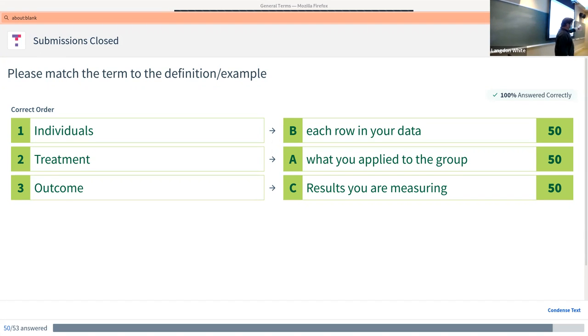Individuals, it's like each row in your data. So if you think about each row, that's an individual. Individual has a lot of synonymous terms, but the real one is individual, though you can use the synonyms most of the time and that'll be fine. The treatment is what you apply to the group. So this might be giving them more chocolate. It might be giving them a placebo drug. It might be looking at whether they take the green line, and the horrifying thing that is. And then the outcome is the results you're measuring. And that's it.